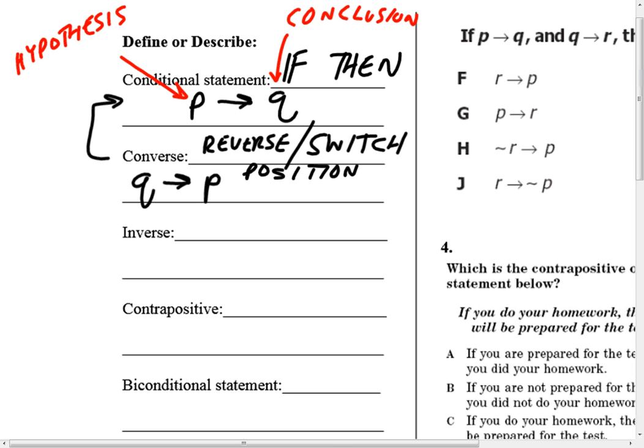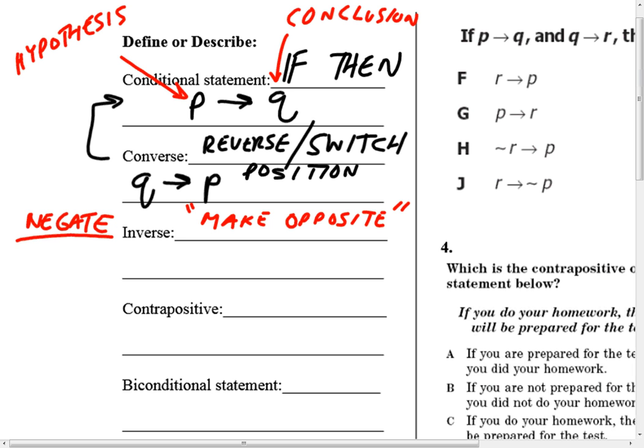Everything else is up to you to go back to your notes, go back to chapter 2, take a look at all of the different notes, take a look at all the different videos that we did on logic and reasoning. Inverse, what do? Nothing moves around, but what happens? Make it the opposite. And the word that we use is negate. Negate both parts.